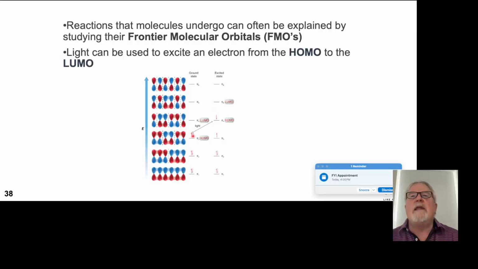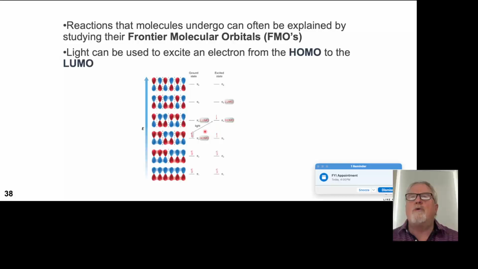So we can get an interaction between the highest occupied molecular orbital of one molecule and the lowest unoccupied molecular orbital of another molecule. We can also put in some electromagnetic radiation in the form of light. If we exactly match this energy level, we can promote an electron from one orbital to the next, so long as our photon exactly matches that energy level.